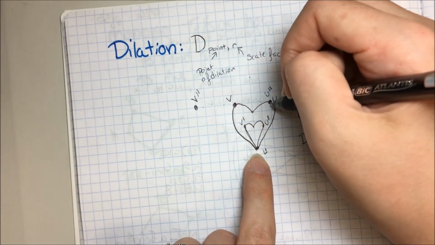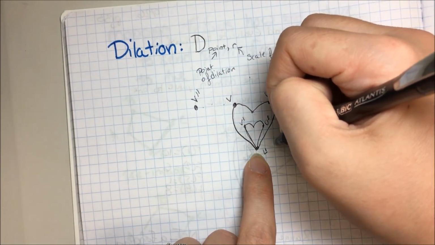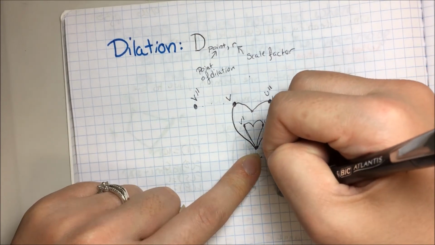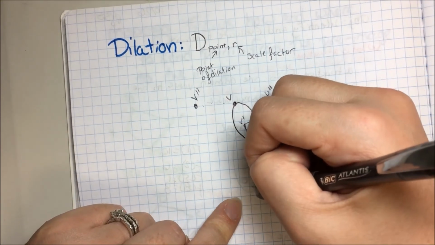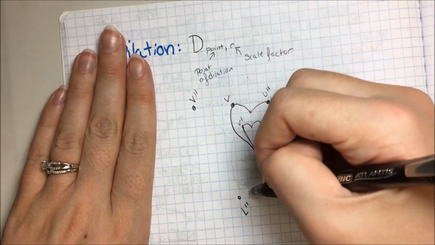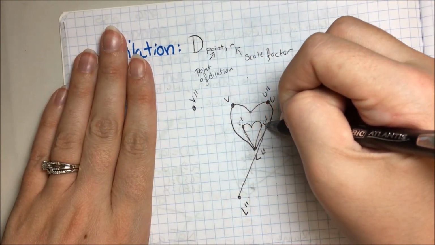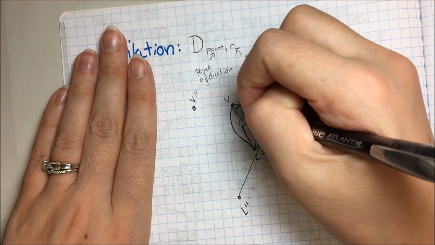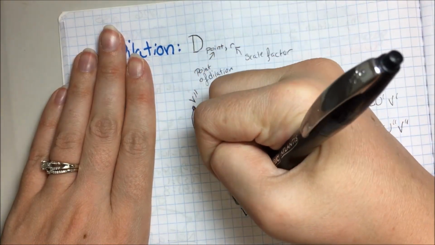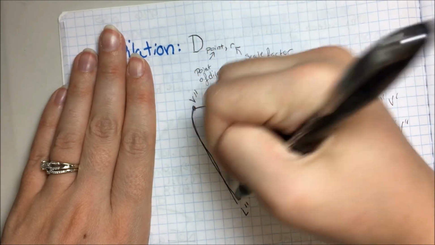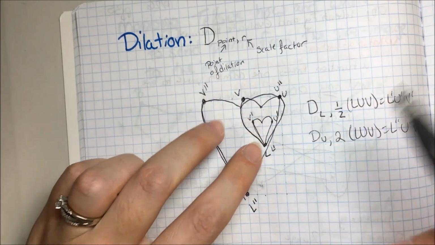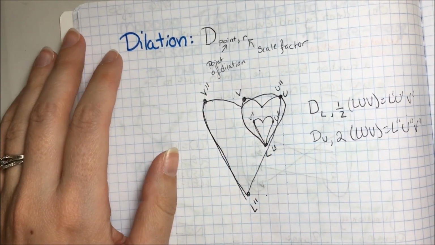And L is going to go twice as far. So 1, 2, 3, 4, 5. And then over 2, and twice as far, 1, 2. There's, and then I make my heart again. This is awful, but you get the idea. Okay. So there is that heart that has been dilated 2 times away from U.